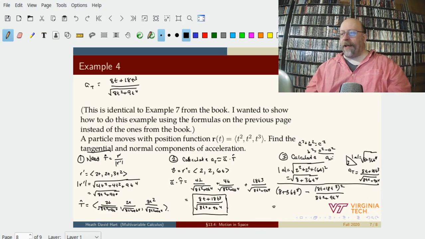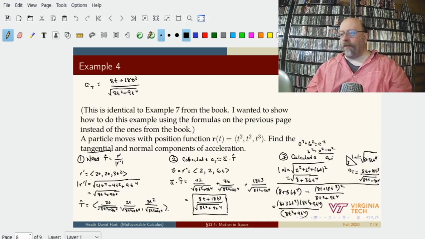So here I need a common denominator. So I'm going to have to multiply 8 plus 36t to the fourth times 8t squared plus 9t to the fourth over 8t squared plus 9t to the fourth. And this I'm just going to have to FOIL out. Minus, I'm going to be writing all over the logo. That's going to be hard to read, but it's the same thing. I'm just copying down this term.